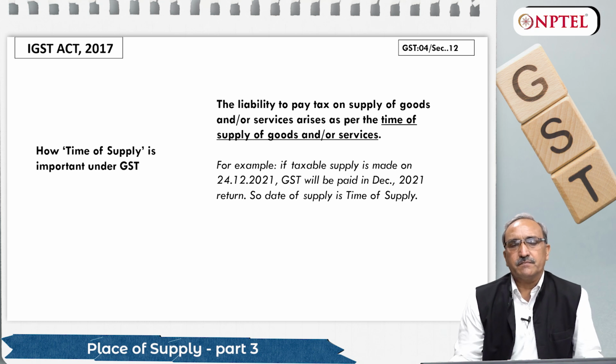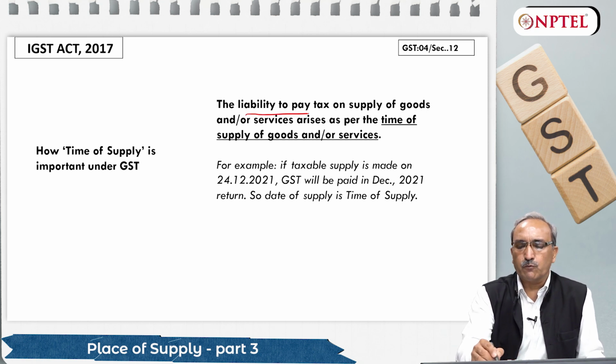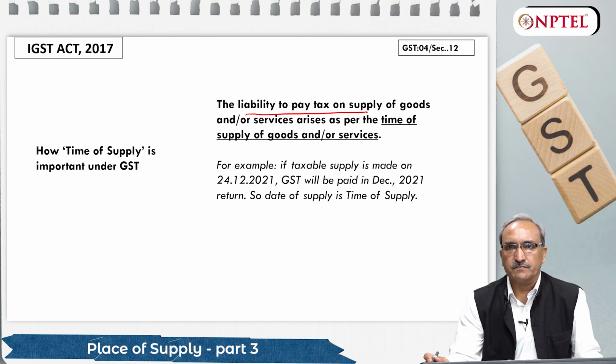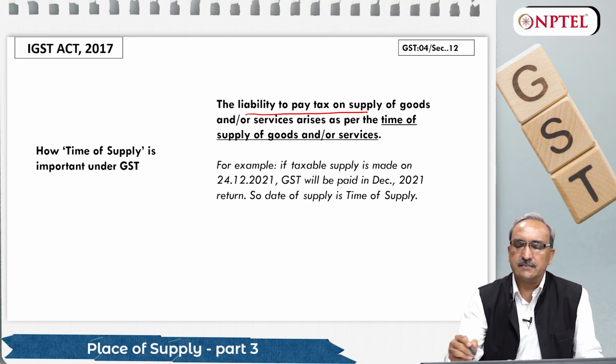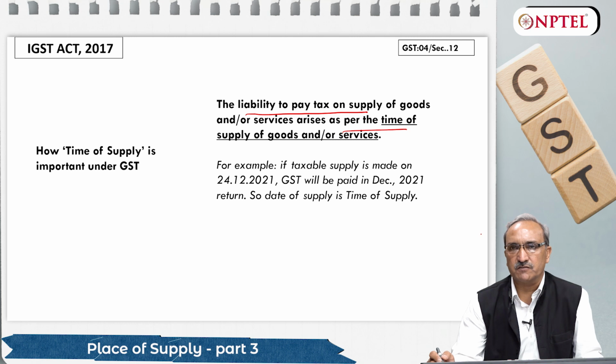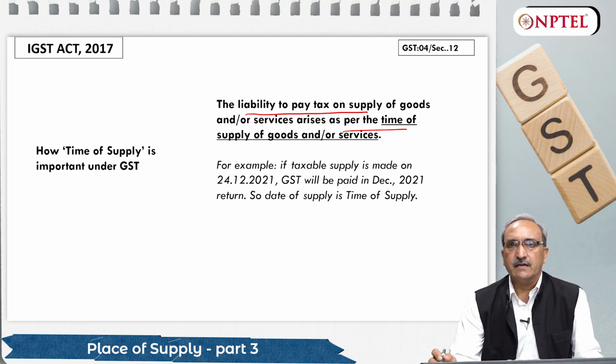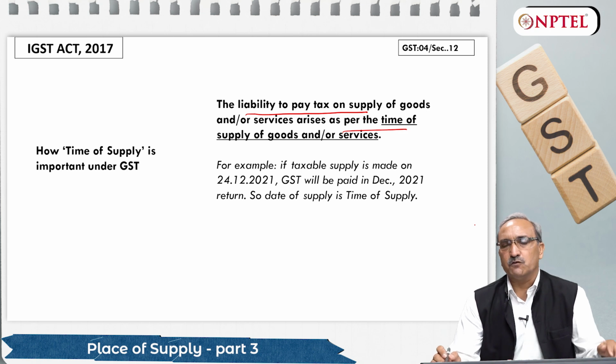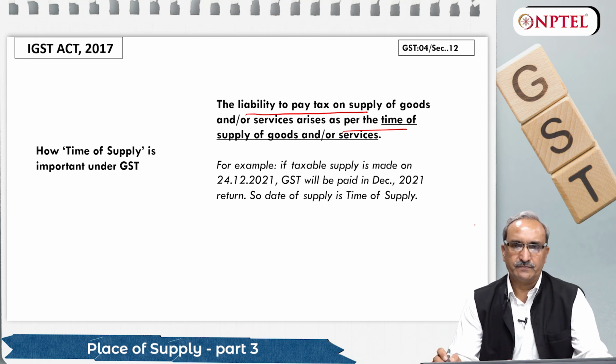Time of supply means what? If we read the law, the liability to pay tax on supply of goods or services arises as per the time of supply of goods or services. So when goods are supplied or service is provided, accordingly tax will be paid to the government. So point of taxation is the time that tells you when tax is to be paid.